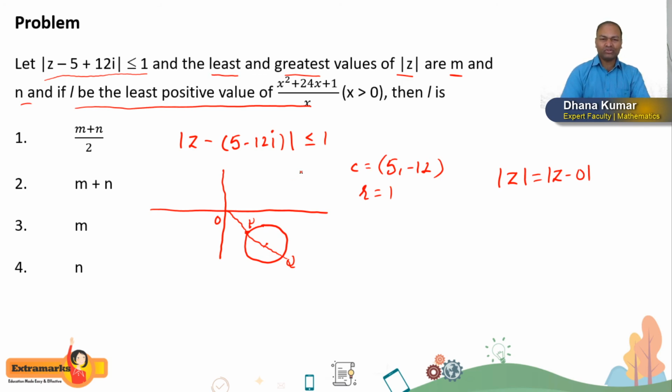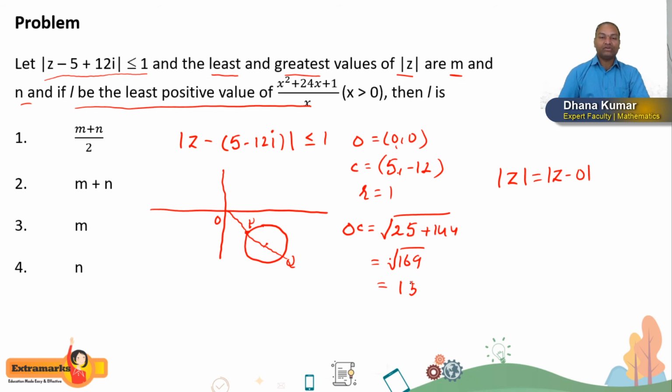Right. Before solving this, I am calculating the OC length. O means the origin. Distance between two points: root of 5 minus 0 whole square, 5 squared is 25, plus minus 12 whole square, 144. 144 plus 25 is 169. Root 169, the value is 13.